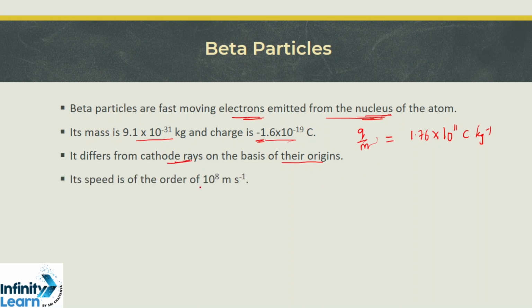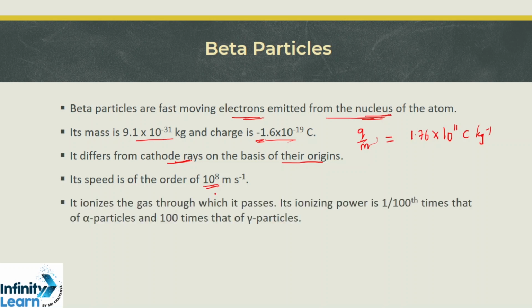Next, the speed of the beta particles is in the range of 10 raised to 8. We know light travels with a speed of 3 into 10 raised to 8 meter per second, but it is very close to the speed of light, but not equal to the speed of light. And different beta particles have different speeds in the order of 10 raised to 8.